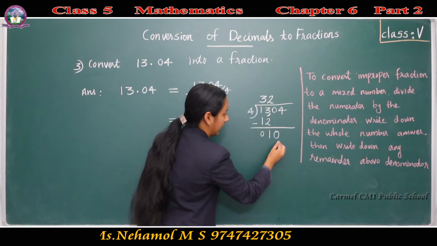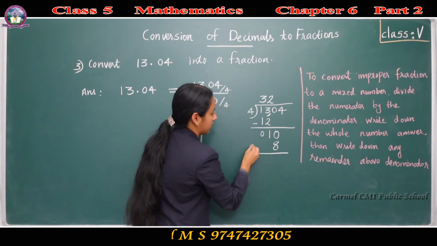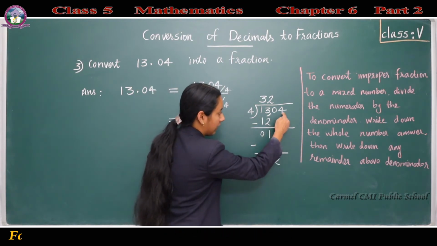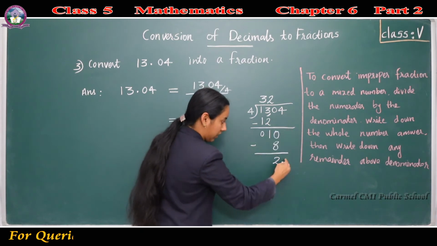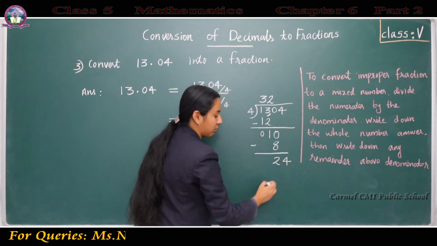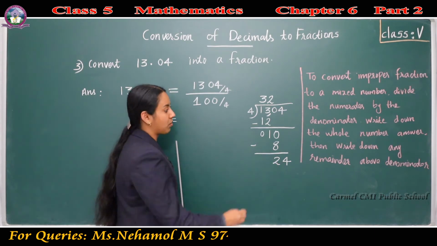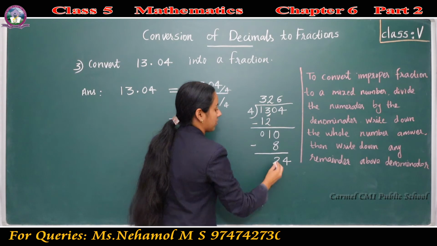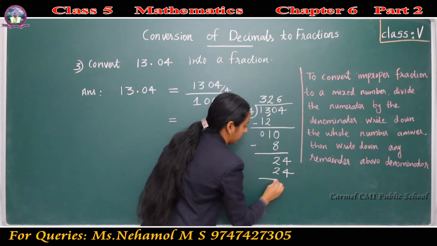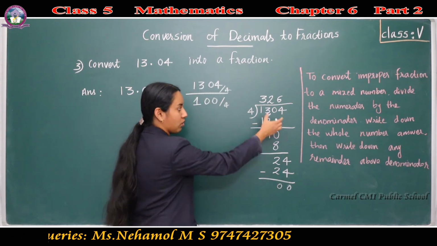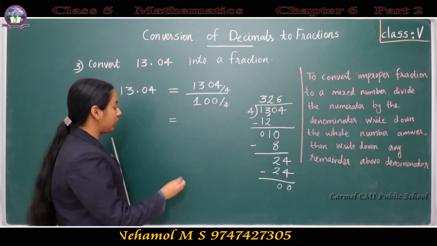2 fours are 8. Then subtraction again: 10 minus 8 is 2. One more number is there, 4. Write 4 down. 24. Then how many 4s are there in 24? 6 fours are 24. Subtraction: 4 minus 4 is 0, 2 minus 2 is 0. So the answer is 326.